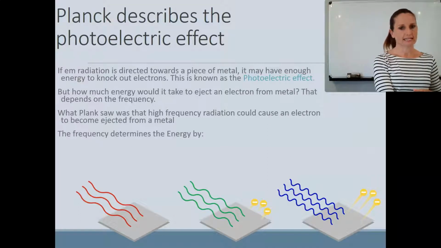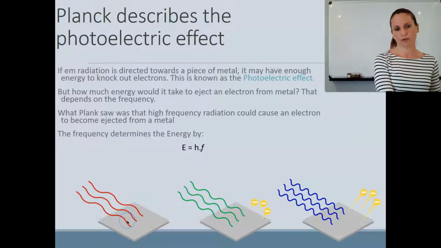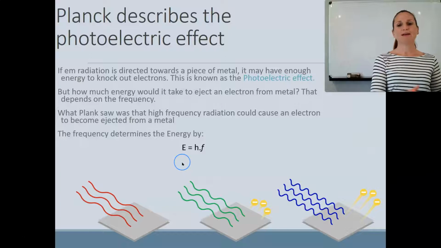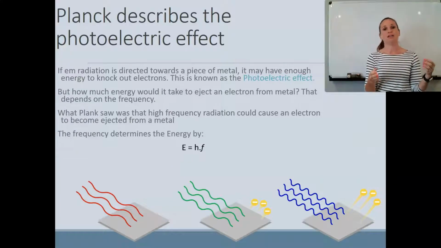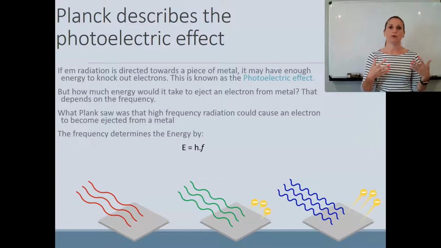So what Planck sees is that the frequency of the light, high frequency blue, mid frequency green, or low frequency red, determines the amount of energy with which they hit the metal. And depending on the energy, you could now either see or not see the photoelectric effect.